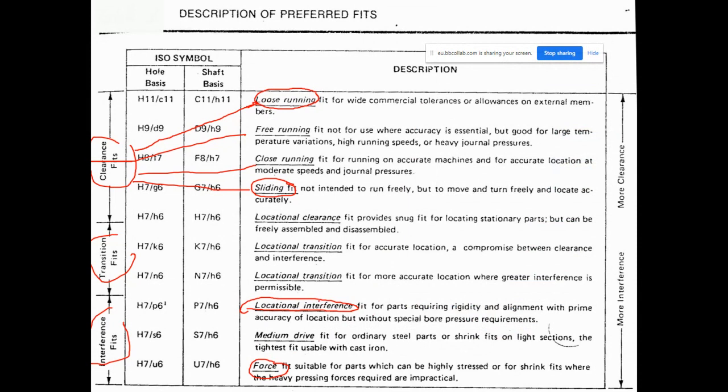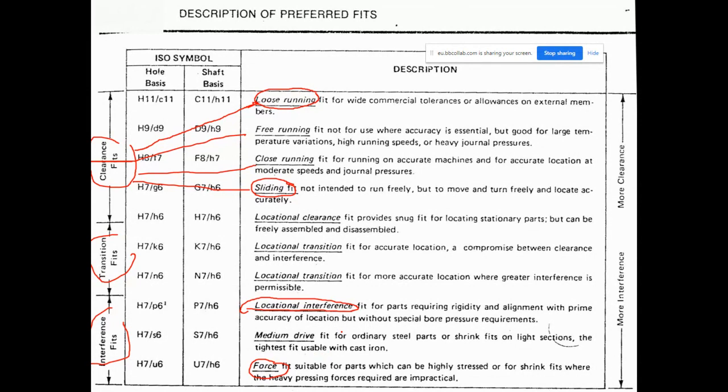If it is locational interference fit, you may even insert the muscular feature into the hole by hand. Your muscular force may be sufficient to push it. But if it is force fit, no. The force you can apply with your hand won't be sufficient. Using a press machine, applying a very great pushing force, can make one component go into the other one. So, this is important.